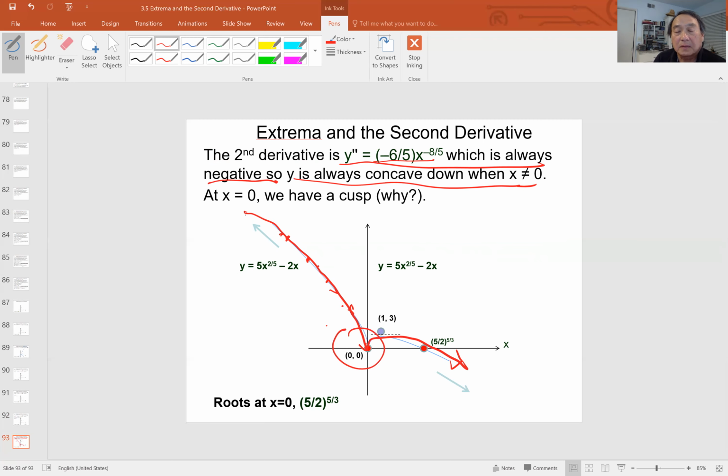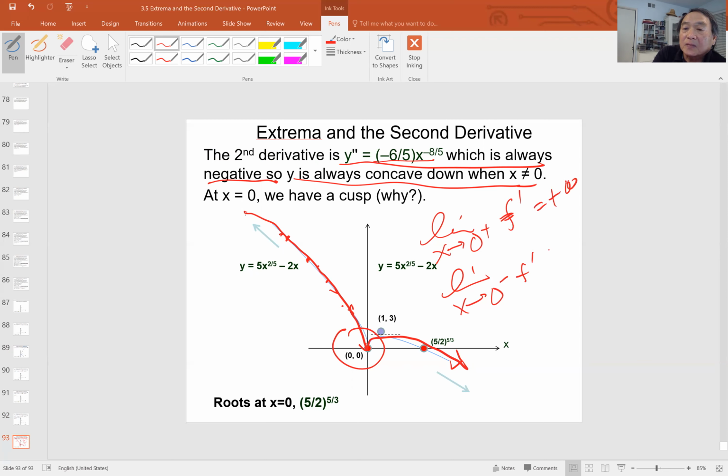If you remember, that's what limit as x approaches 0 plus and limit as x approaches 0 minus give you for the derivative: one of them is plus infinity, one of them is negative infinity. That makes the point a cusp. Just want to point that out. So this is what the second derivative tells us.